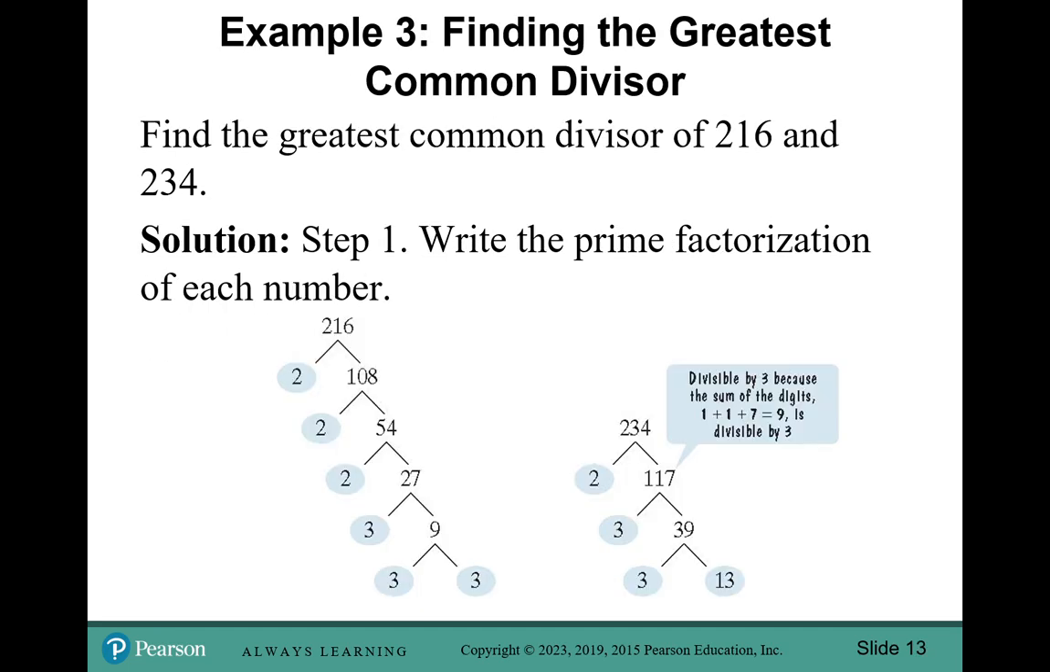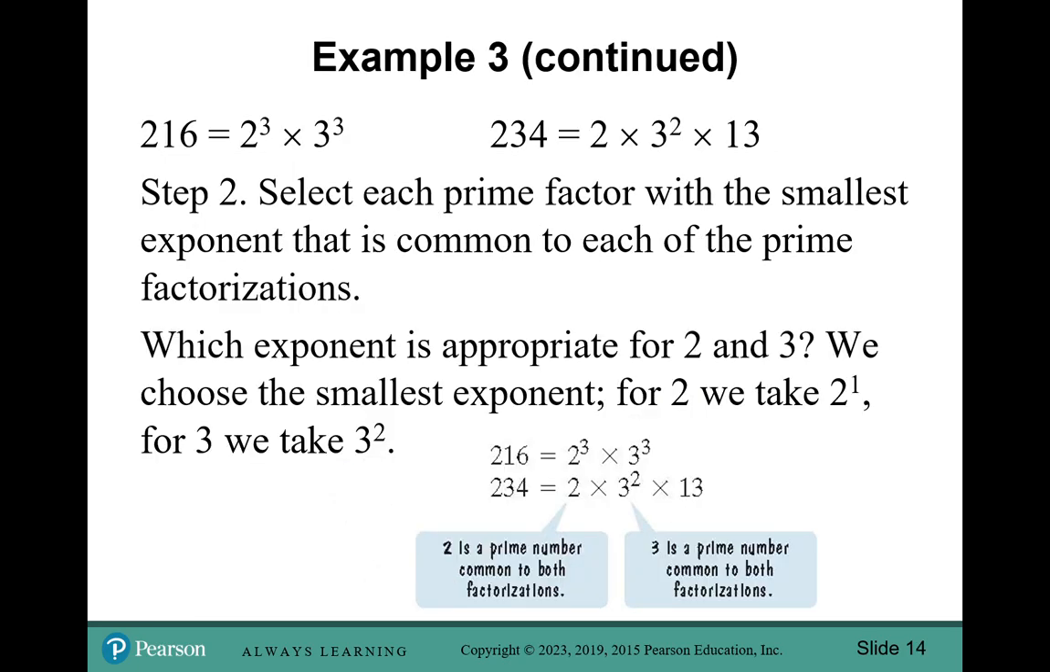Now, after we have written the prime factorization of each number, what we need to do is actually write it out here with our exponents. So if we go back here, we can see that 216 equals 2 to the third times 3 to the third, and 234 equals 2 times 3 squared.